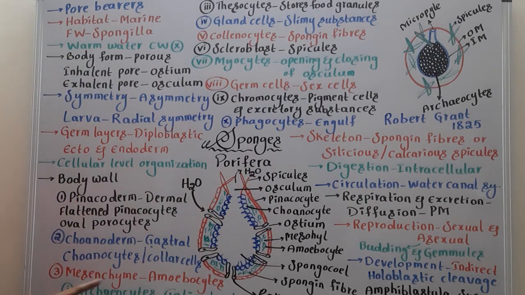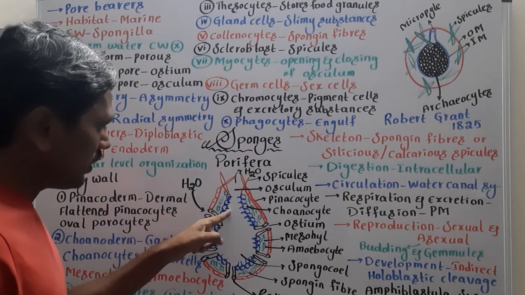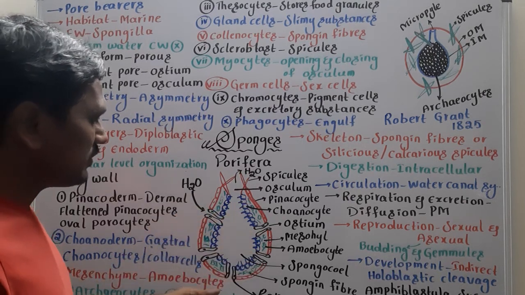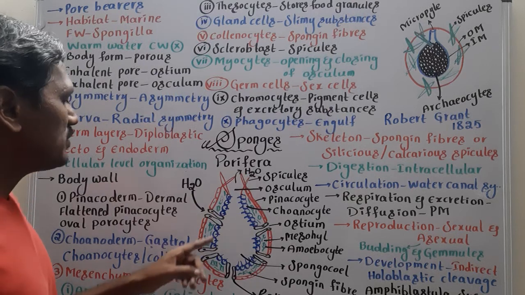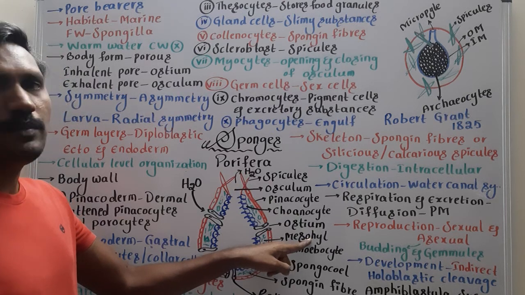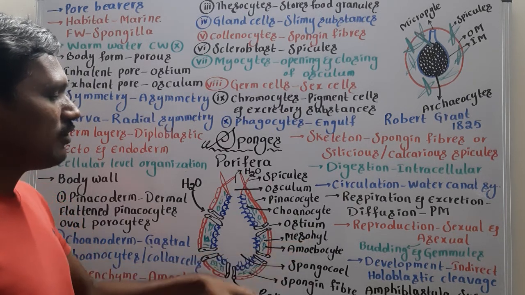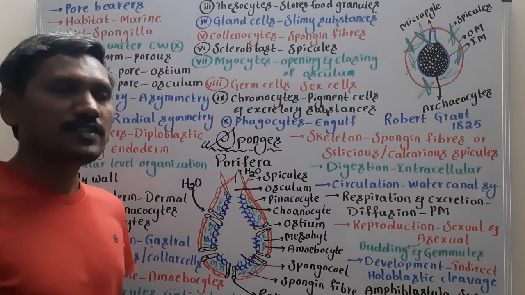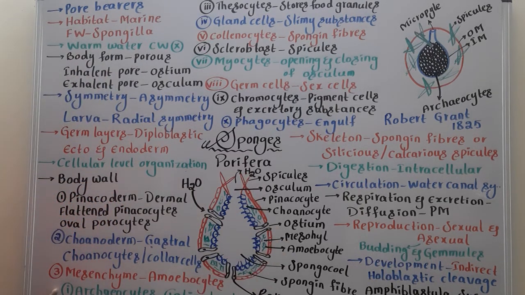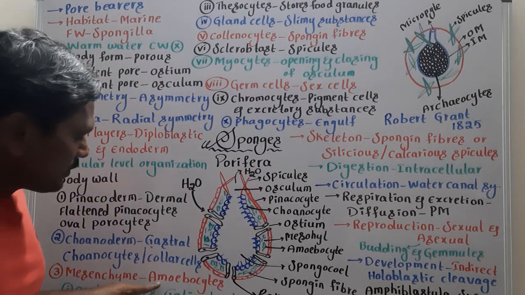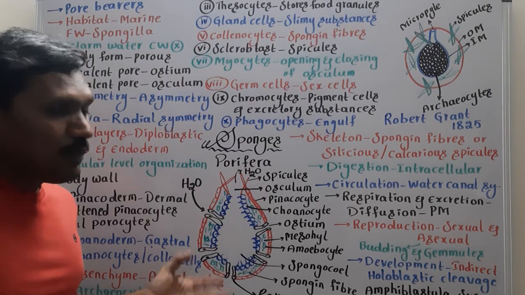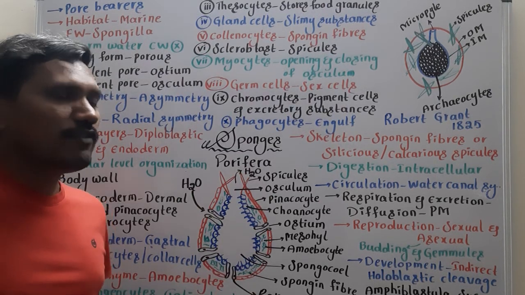Then the false layer, I told, in between ecto and endoderm, in between pinacoderm and choanoderm, there are green color cells present. This is called the mesenchyme cell or mesohyl layer. I labeled here mesohyl layer or mesenchyme layer we call. This layer consists of a number of cells which carry out different types of functions. So this mesenchyme is especially designed with amoebocytes. These amoebocytes are differentiated into different types of cells.